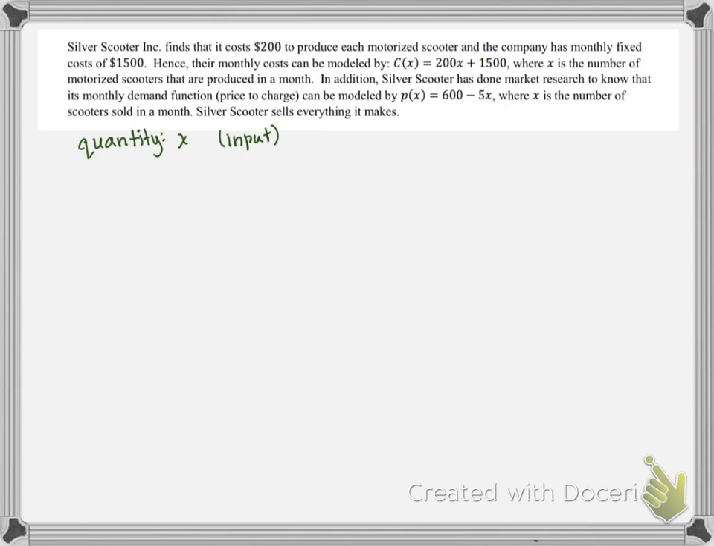And then, what do they give us? They give us a price function. So price, it's lowercase p of x. Remember, we are going to have an uppercase and lowercase p, so just be careful that you can distinguish between the two. And that is 600 minus 5x. And then they also give us cost. So C of x equals 200x plus 1,500.